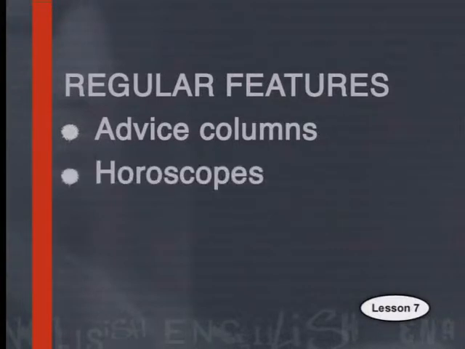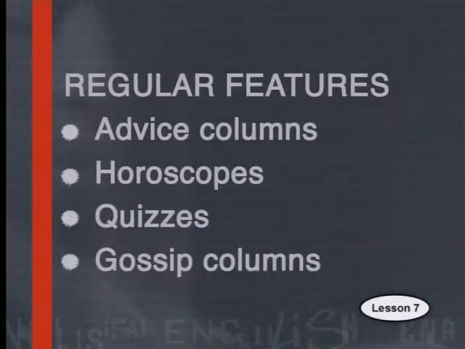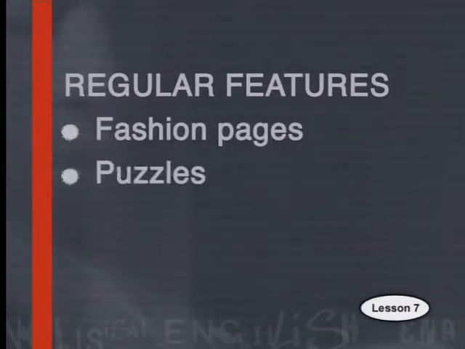Regular features, on the other hand, are components of a magazine that appear on a regular basis. Examples of regular features include advice columns, horoscopes, quizzes, gossip columns, fashion pages, puzzles, and reviews. These are just a few examples of the many regular features that you can find in magazines. Not all magazines will include all these features, and some magazines include regular features that were not on the list.